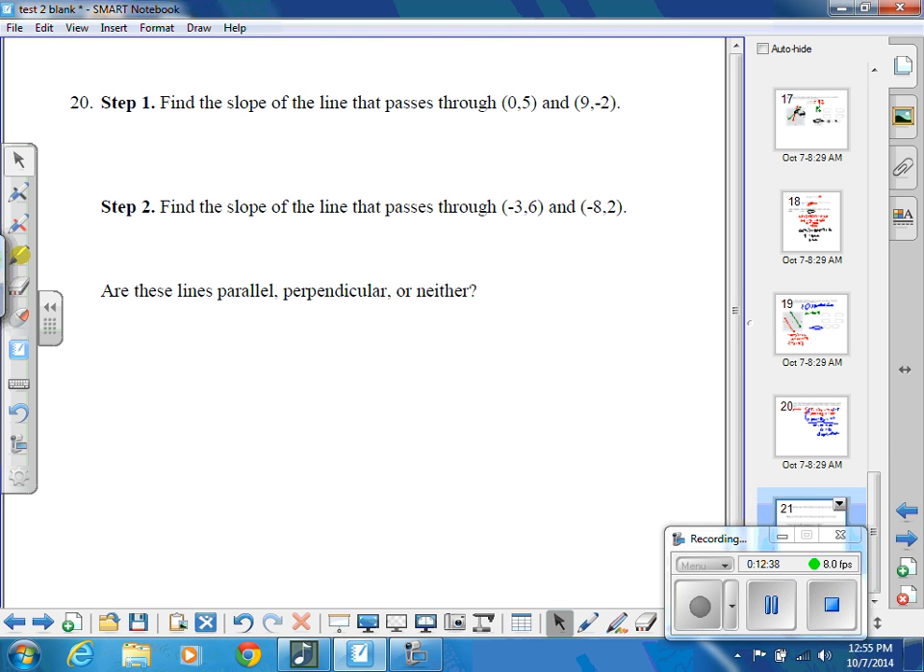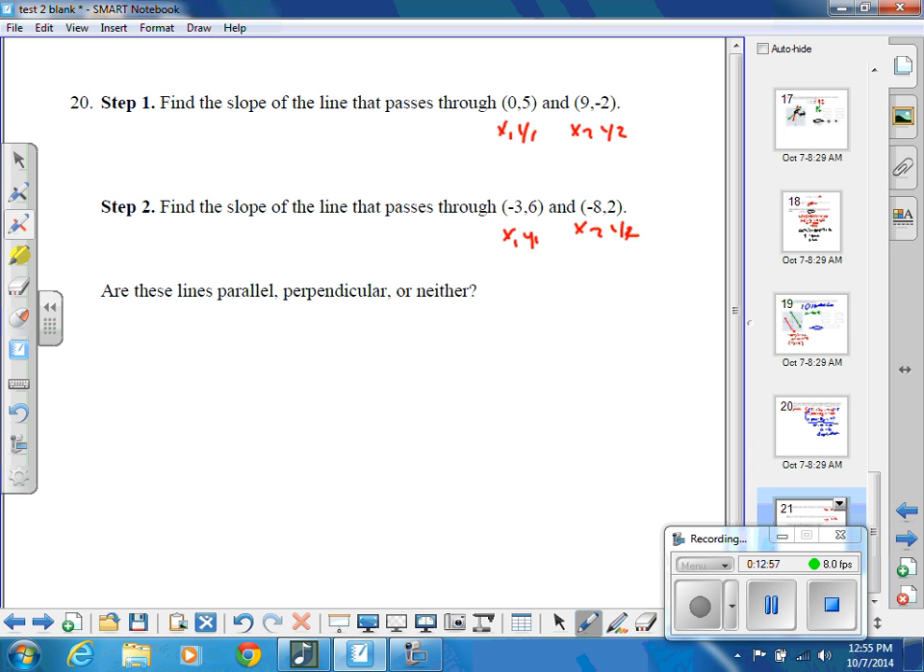Alright, very last problem here. It says find the slope of a line that passes through these points. Are these parallel, perpendicular, or neither? Well, let's do it. Let's do the slope formula: x1, y1, x2, y2.